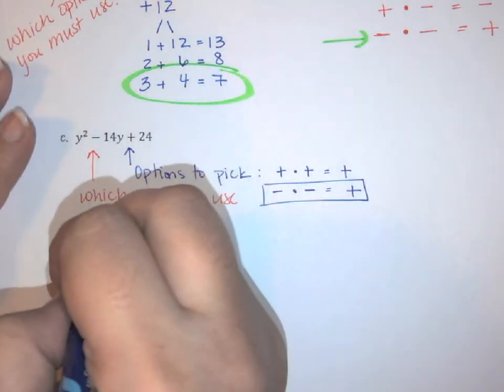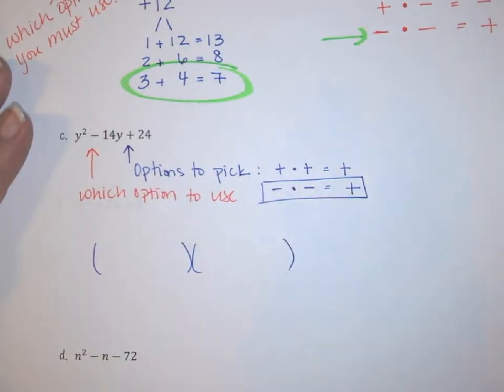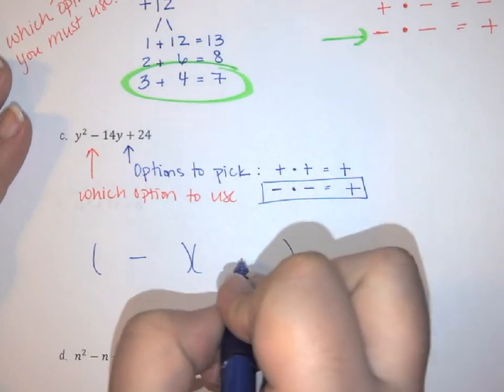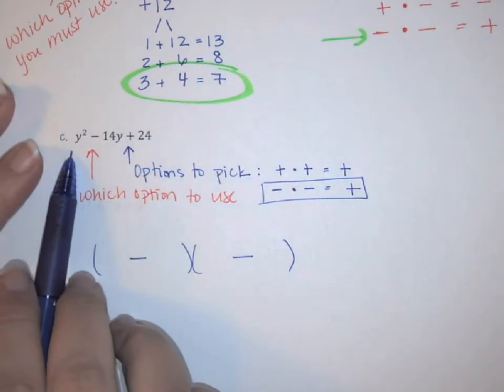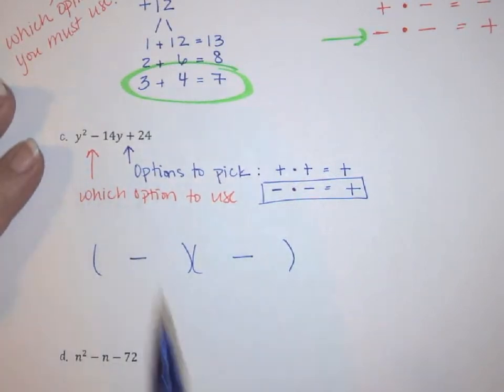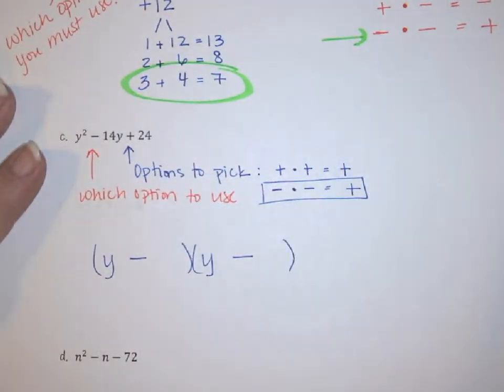So when I go to set up my binomials, I know I have to have two binomials, and I know my operations have to be negative and negative. So I have y squared. I have to break it. This becomes y times y. And then I need factors of 24 that are going to give me 14.